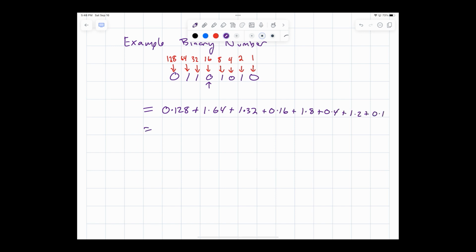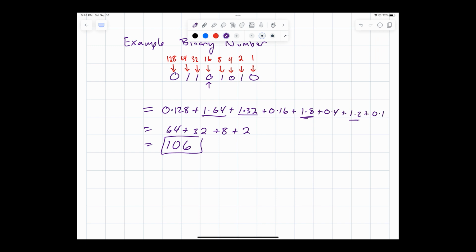So we've done this many times. If you only pay attention to the ones that actually have ones on them, we've got a 64, because 1 times 64. We've got a 32, because 1 times 32. We've got an 8, because 1 times 8. And we've got a 2, because 1 times 2. And so that's it, pretty much, right? So if you add those all up, you get 64 plus 32, which is 96. 96 plus 8 is 104, plus 2 is 106. So the number that we came up with here is 106.